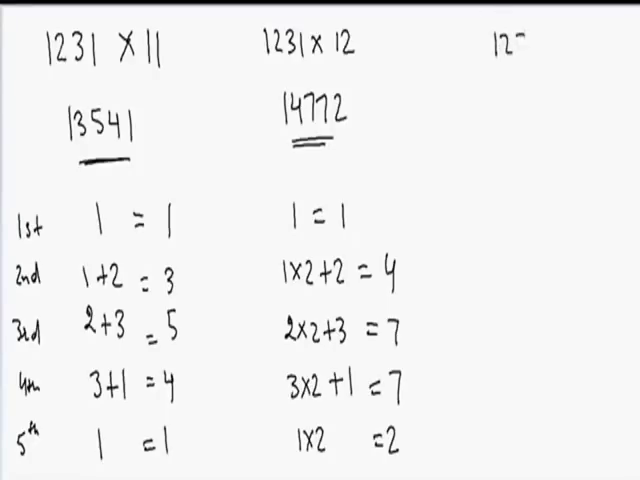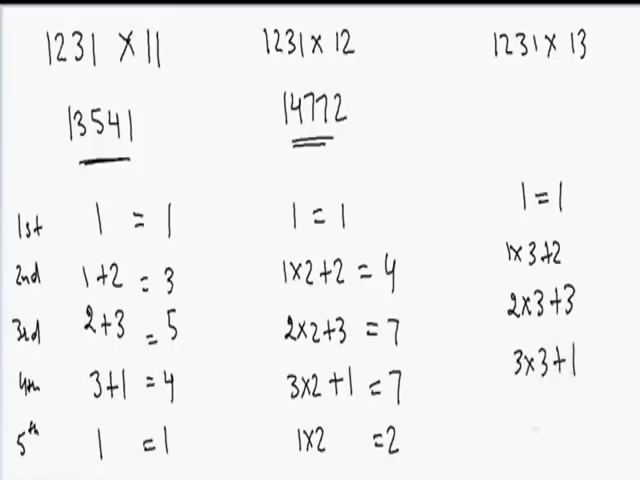Again, if I have to multiply by 13, then the answer will be equal to 1 into 3 plus 2, 2 into 3 plus 3, 3 into 3 plus 1, and 1 into 3. So that will give me 3 plus 2 is equal to 5, 3 into 2 is 6 plus 3 is 9, and 3 into 3 is 9 plus 1 is 10. So here we have 10 and here we will have 3.